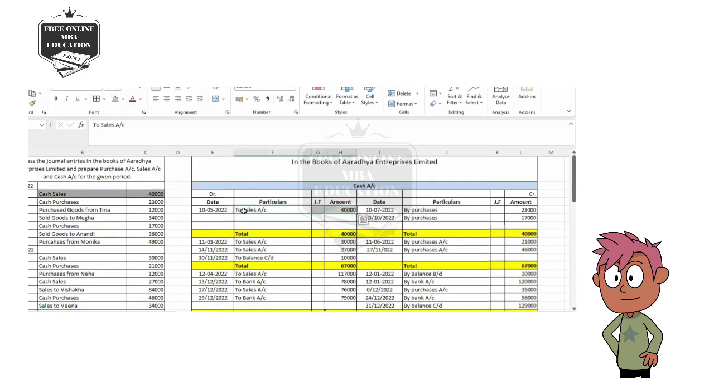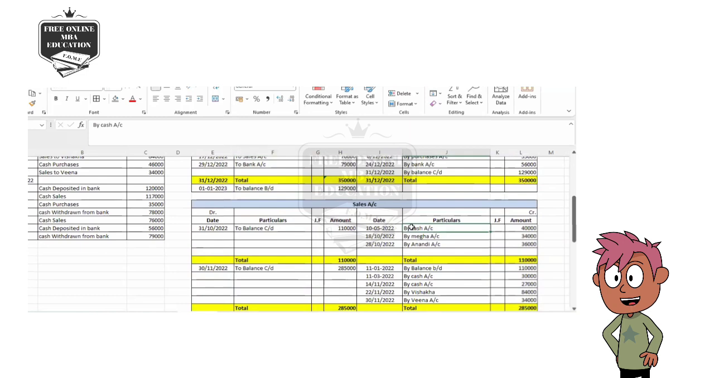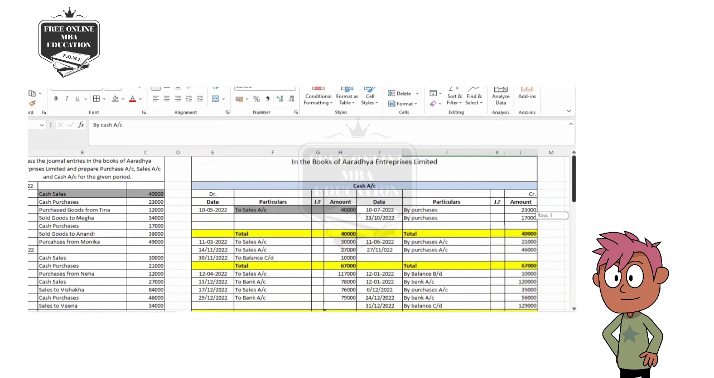Here is the posting to sales account. Now, when we come to the sales account, the second entry would go to the sales account. That means cash account debit to sales is the transaction. So on the debit side of cash, we are maintaining to sales. So the second effect will be given on the credit side of sales. So on the credit side of sales account, you would find here by cash. These transactions will have double effects.